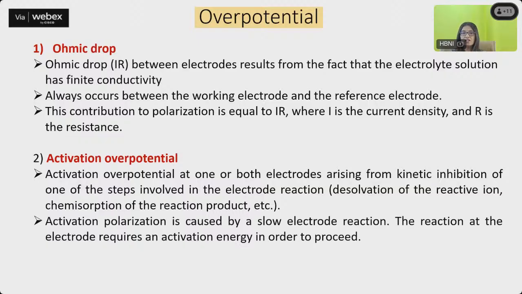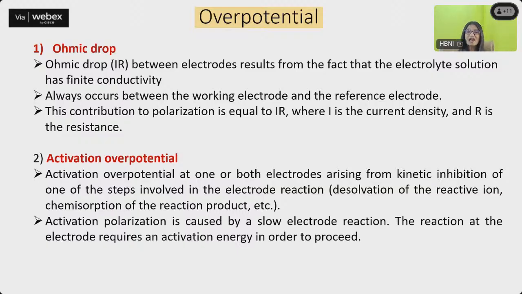So it has a very finite conductivity, and that is why on the electrodes you will find that ohmic drop is happening. It always occurs between the working electrode and the reference electrode because your electrolyte solution has a finite conductivity. This contribution to polarization is equal to current density into the resistance, where R is the resistance. So this is equal to IR. This is the ohmic drop. This gives rise to an overpotential.